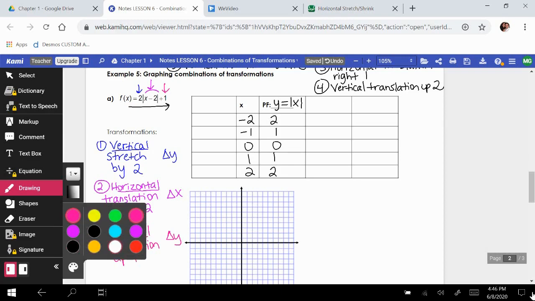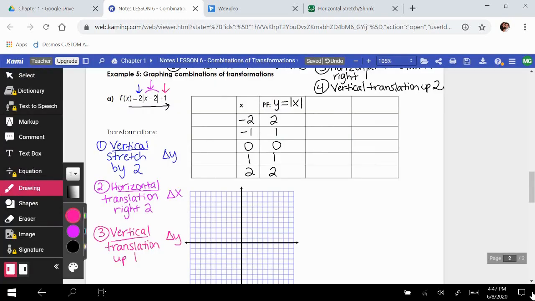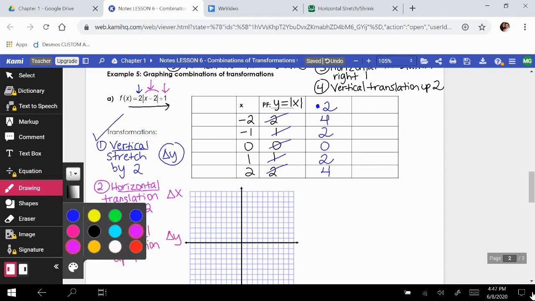So I'm going to start with my vertical stretch by 2. Vertical stretch by 2 changes the y value, so I'm going to multiply the y values by 2. 2 times 2 is 4, 1 times 2 is 2, 0 times 2 is 0, 1 times 2 is 2, and 2 times 2 is 4. Okay, so that's done. Then I'm going to do my step 2.